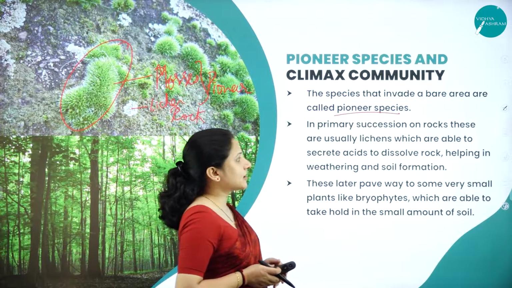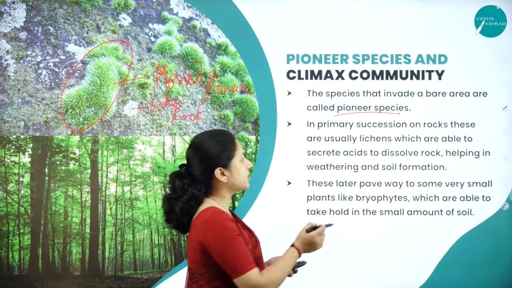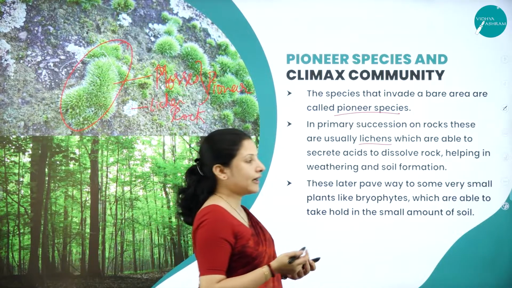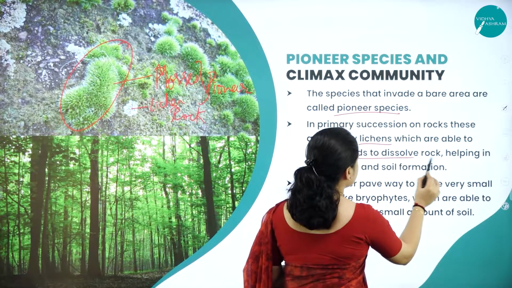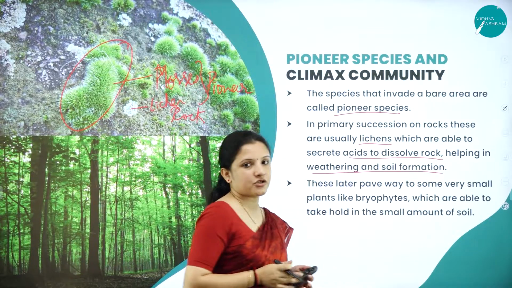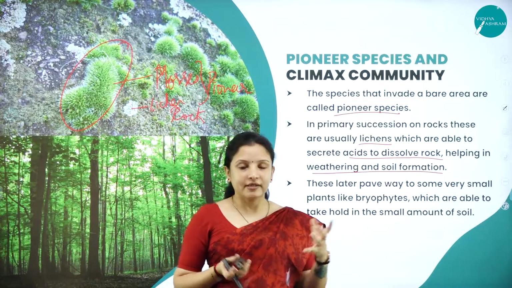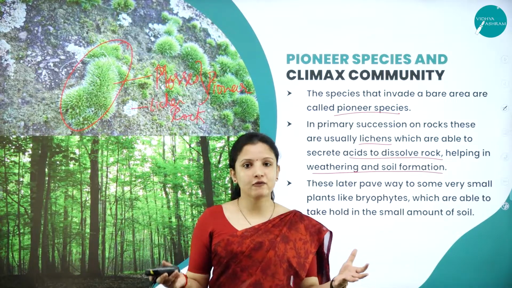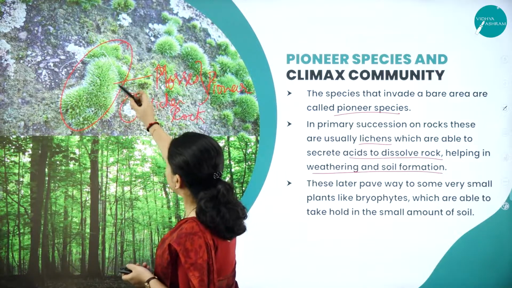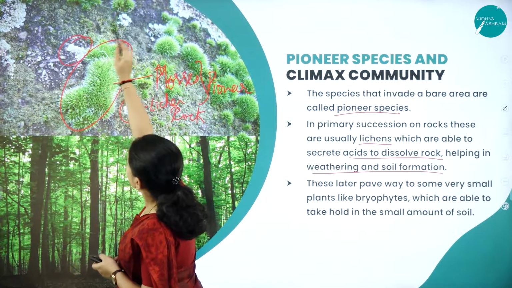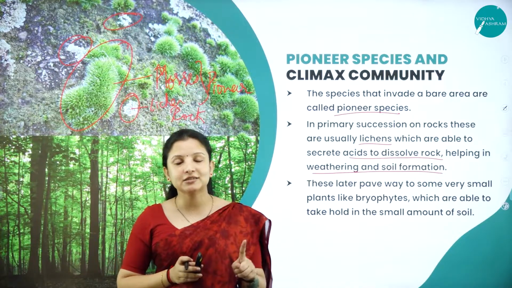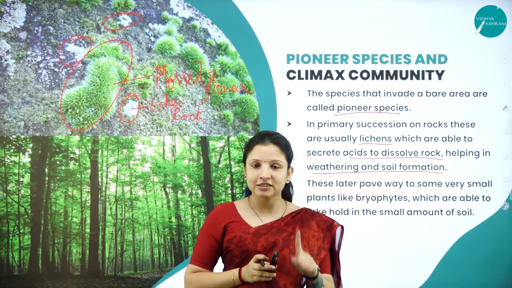So in primary succession on rocks, these are usually lichens, which are able to secrete acids, and these acids will dissolve the rock, therefore helping in weathering of the rock and soil formation. So what happens here? There is a bare rock where nothing was growing. You can see lichens growing on the rock, right? So these lichens will start growing on the rock. So the lichens will be the pioneer species.